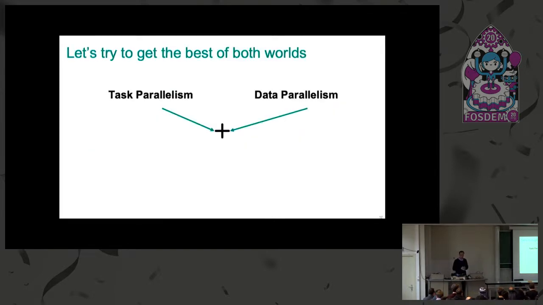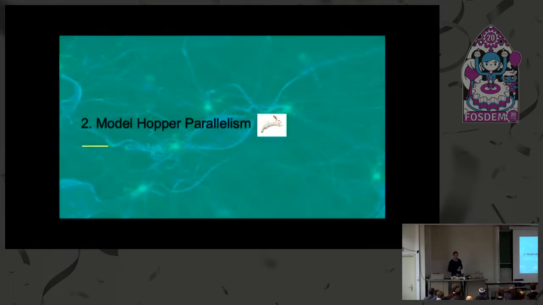So what could we do to get the best of both worlds? What could we do to get goodness from task parallelism, goodness from data parallelism? And the approach we've taken is something called model hopper parallelism. And model hopper parallelism is based on work which was done at San Diego, which we've implemented in this distributed database. So what is model hopper parallelism?